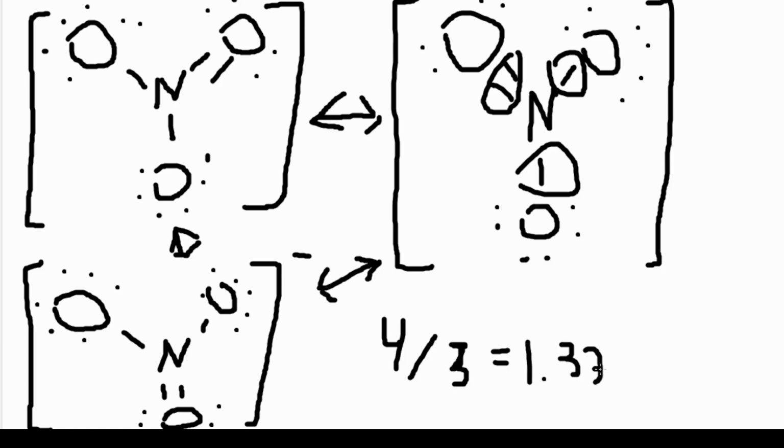It's a little weird, but you should know how to do that because the AP does like to ask about this. So if you're asked about bond order on a resonance structure, go through this format. Don't just be like, okay, this is a bond order of 1, this is a bond order of 1, and this is a bond order of 2. That's not how it works. You have to go through this process. If it's a normal Lewis diagram, you can just count the number of bonds and you're chilling. But if it is a resonance structure, you're going to have to do this process.